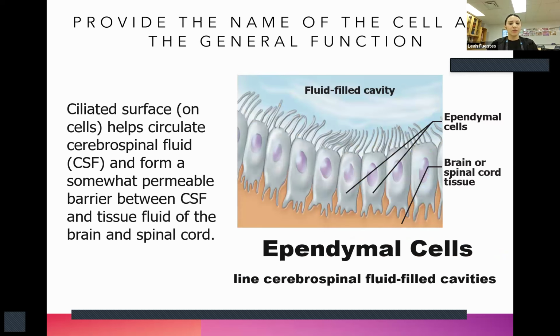Next, we have the ependymal cells. These line the CSF-filled cavities. These have a ciliated surface that helps circulate, again, that cerebrospinal fluid and form a somewhat permeable barrier between the cerebrospinal fluid and tissue fluid of the brain and spinal cord.